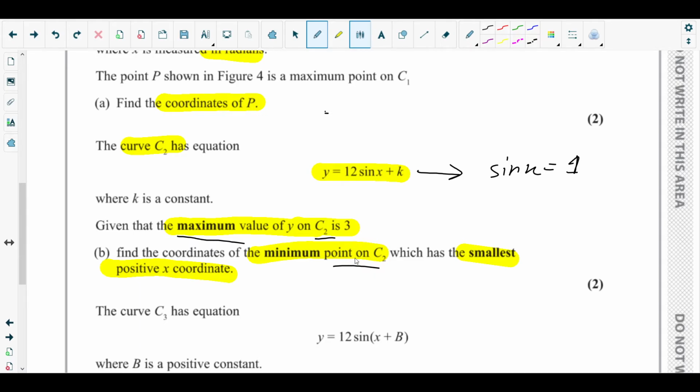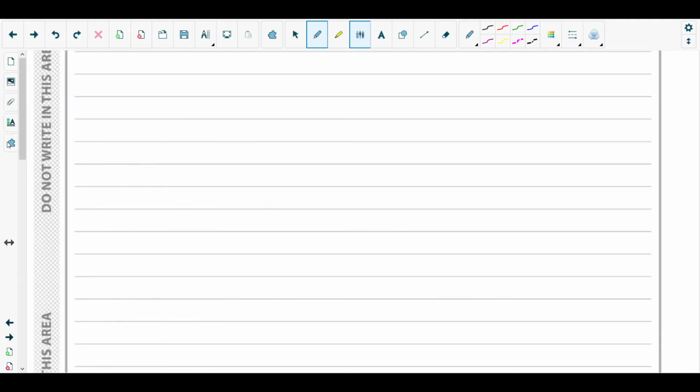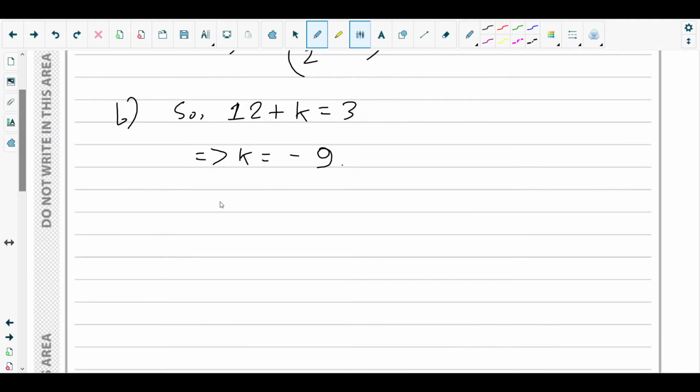Now consider when the minimum point on the curve C2 will occur. The minimum point will occur when the value of sin x is minimum, that is negative 1, right? So that means k minus 12 is the minimum value. So k minus 12 is the y value of the minimum point, right? In part B they asked for the minimum point on this curve. So the minimum point is what?